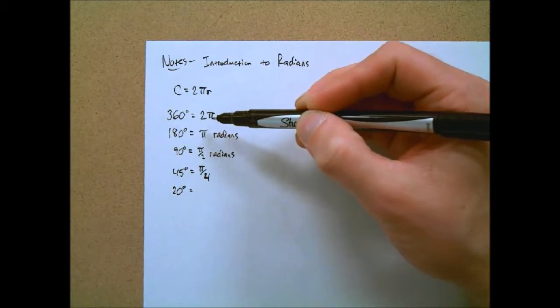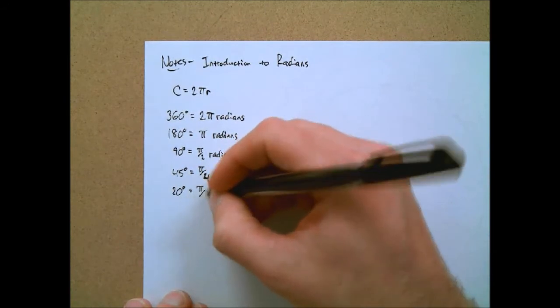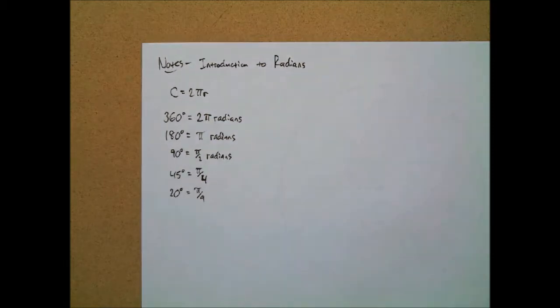So, pi ninths? Yes, pi ninths. Very good. Pi over 9. Yep, good thinking there. Alternatively, you could have taken the 180, divided it by 9, right? 180 divided by 9 is 20. Pi divided by 9 is pi ninths. Yep, exactly right. Okay. So that's pretty straightforward.